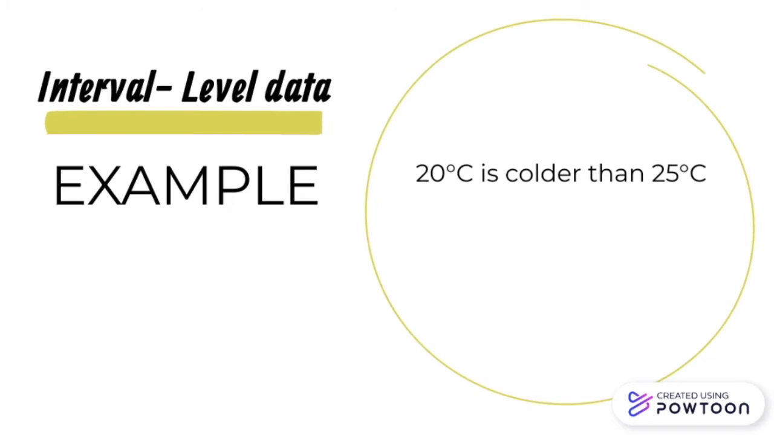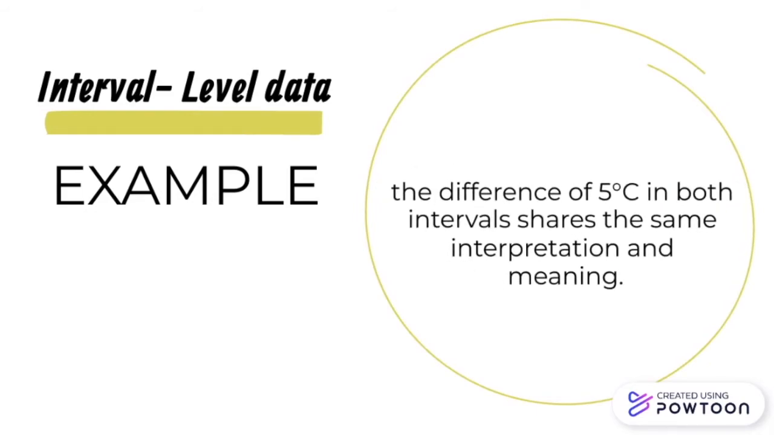For example, 20 degrees Celsius is colder than 25 degrees Celsius, and the temperature difference is the same as the difference between 30 degrees Celsius and 35 degrees Celsius. In other words, the difference of 5 degrees Celsius in both intervals shares the same interpretation and meaning.